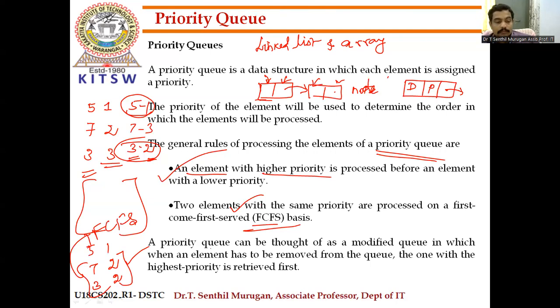Next, a priority queue can be thought of as a modified queue in which, when an element has to be removed from the queue, the one with the highest priority is retrieved first. So when we are doing the delete operation, we have to perform it on the element or value that has the highest priority, and we remove that from the queue first.